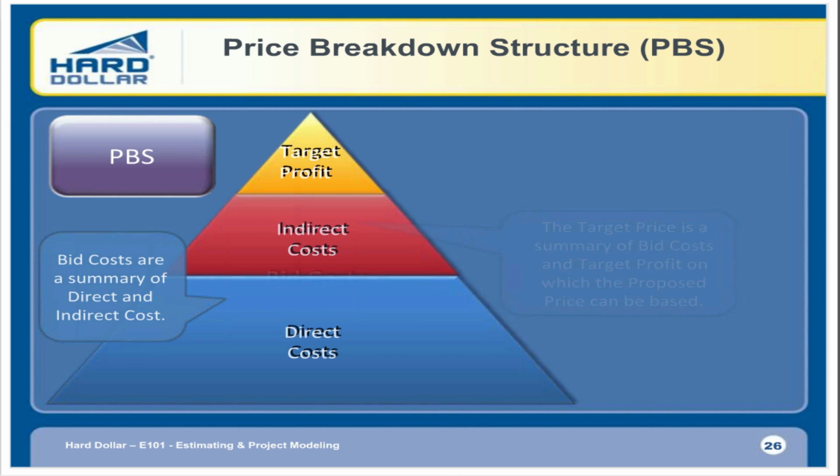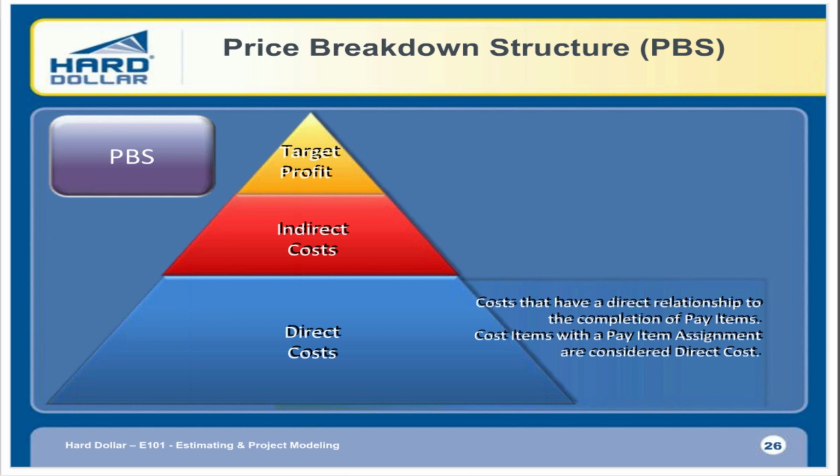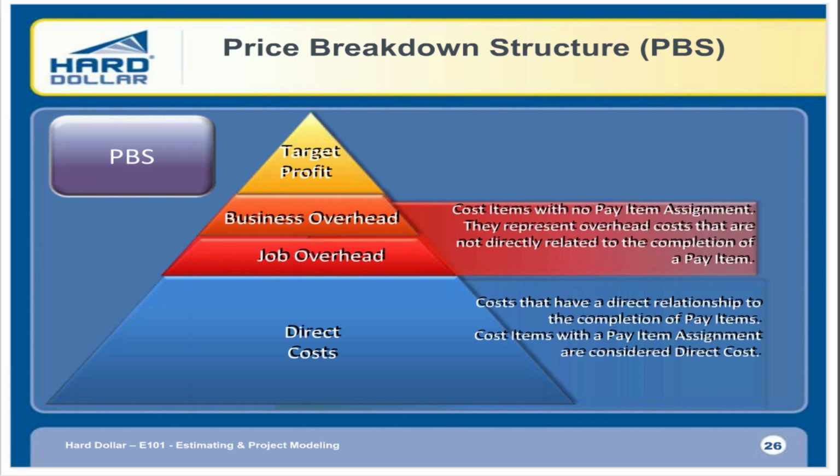The bid costs are separated into direct costs and indirect costs. Direct costs are those costs that have a direct relationship to the completion of the pay items. In other words, any cost items with pay item assignments are considered direct costs. Indirect costs are those which have no pay item assignments. These represent overhead costs in the job.